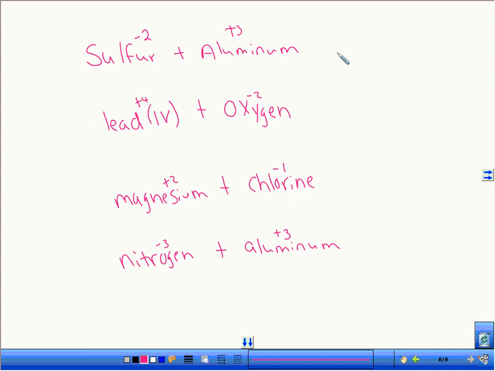So the metal is always, like there's a marriage here, the metal's always written first. So we're going to write over here, we're going to do chemical symbols. It'd be Al, and I'm going to write its charge as +3, and we've got sulfur that is -2.